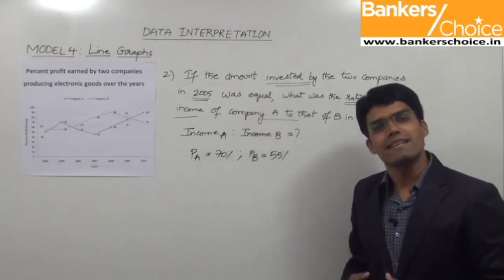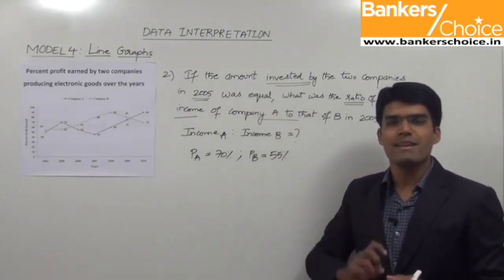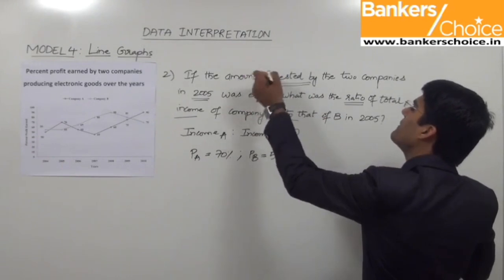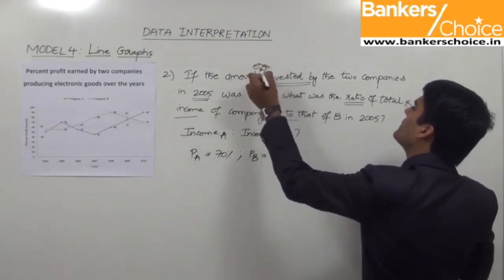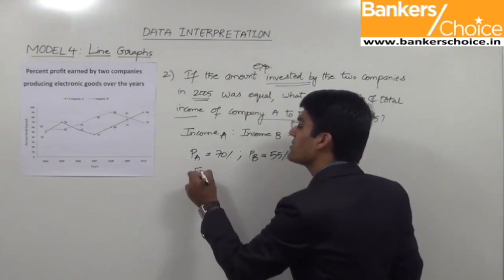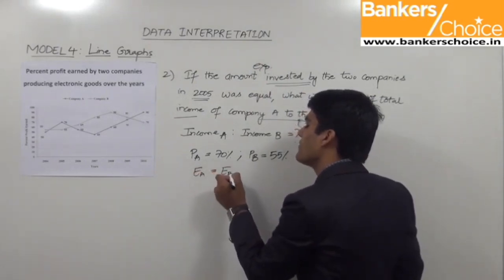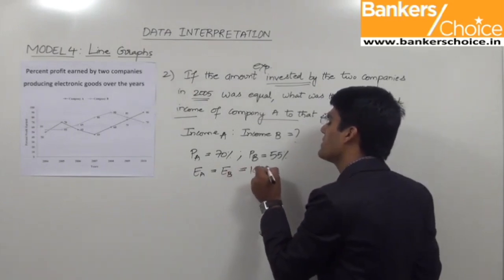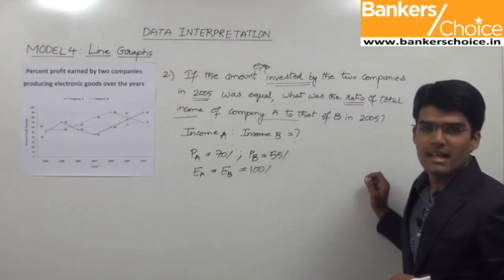Now the amount invested is same as expenditure. Investment is nothing but the expenditure. So indirectly the question says the amount invested or the expenditure of the two companies in 2005 was equal. So we can say that expenditure of A was equal to expenditure of B in 2005. Let us take this as 100%. Why? Because in general expenditure is always taken as 100%.